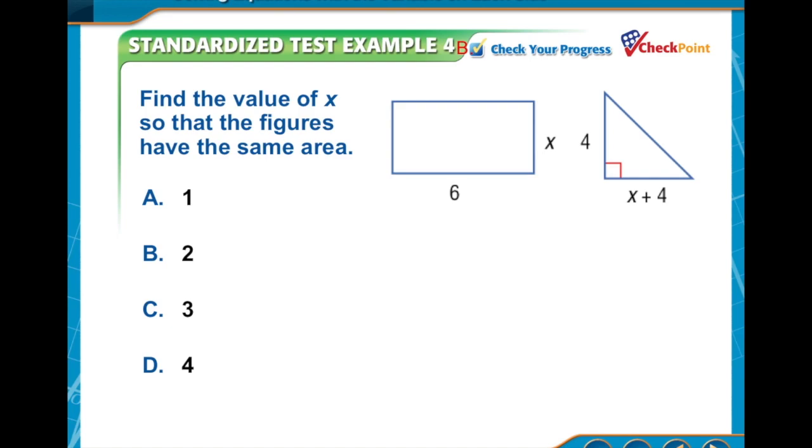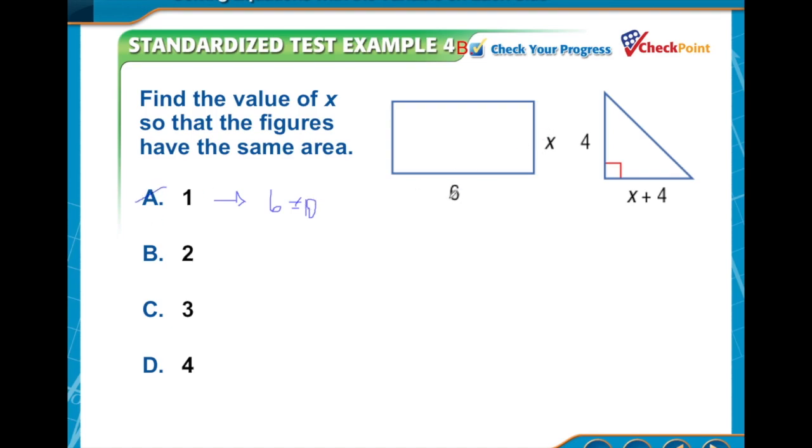One last problem, we can see the same thing here with the area of these figures. They say the areas are the same, so which one of these would work? Well, if I just plug and chug, I can check and see what's true. So if x is 1, the area of this rectangle would be 6. So for A, we'd have 6 for the rectangle. Here we'd have 1 plus 4 is 5. 5 times half of the base would be 5 times 2, which is 10. 6 does not equal 10, so A is wrong.